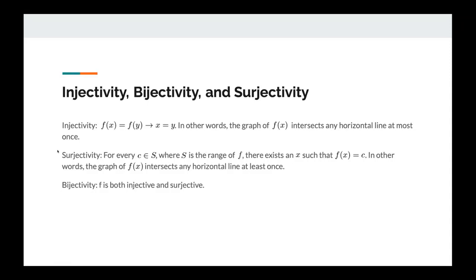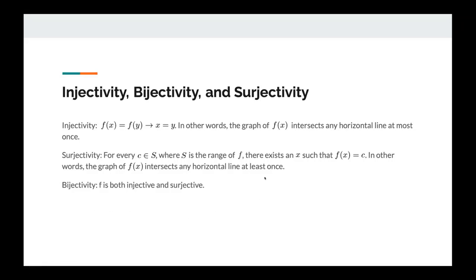Surjectivity is a bit more complicated, but essentially what it says is that for every c within the range of f, so like in the previous examples, the range was the reals. So let's say the range is the reals. For every real number c, there exists an x such that f of x equals c. In other words, if you draw a horizontal line across your graph of f, no matter what, that line should intersect f at least once.